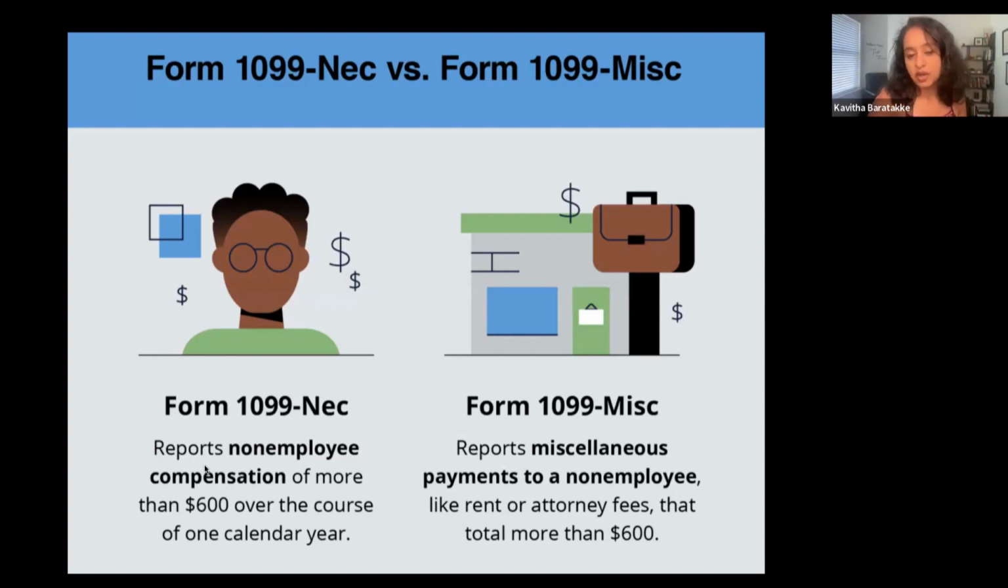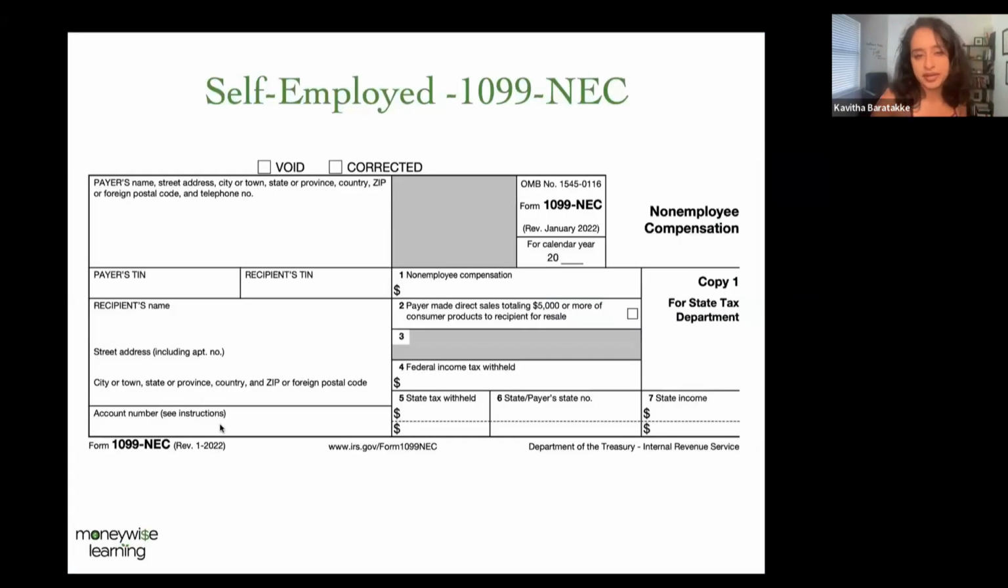So this is for anything over $600. Let's say someone comes to your house and fixes the AC and charges you $1,000. You're supposed to give them a 1099-NEC, especially if you have a rental property and you want to deduct that cost of the repair from your income for the rental property. You want to make sure you give 1099-NECs. Then there's something called 1099-MISC. If you have any other miscellaneous payment like rent or attorney fees that total more than $600, you should provide a 1099-MISC. So this is what an NEC looks like.